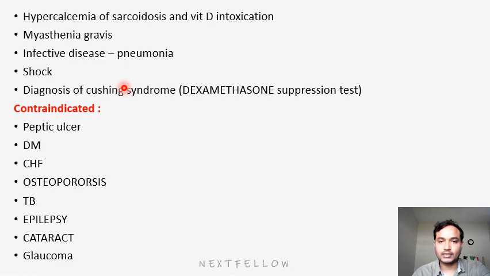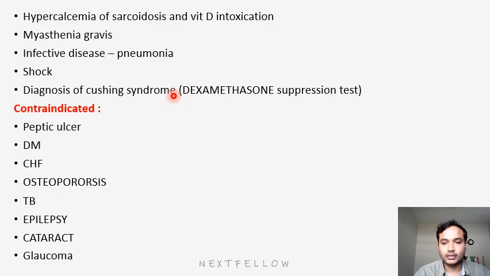syndrome. That is the dexamethasone suppression test. This is an MCQ. For diagnosis of Cushing syndrome, which drug will be useful? Dexamethasone. How? We will give dexamethasone at night time, around 9 to 11 p.m., because after giving it, obviously cortisol will get suppressed. If it is suppressed, it is normal. If it is not getting suppressed, there is some exogenous production of cortisol. So we will diagnose it as Cushing syndrome.